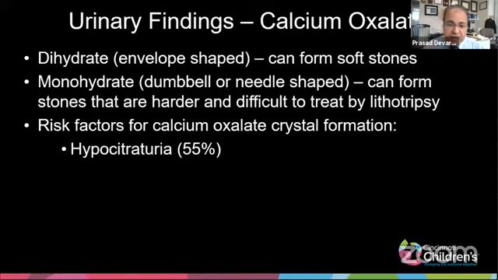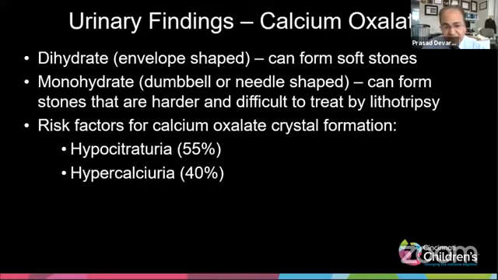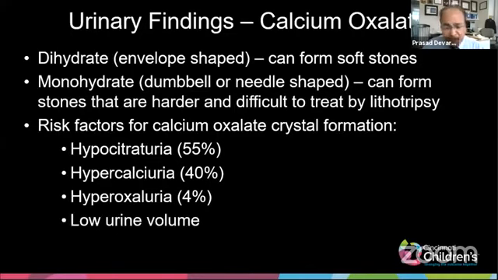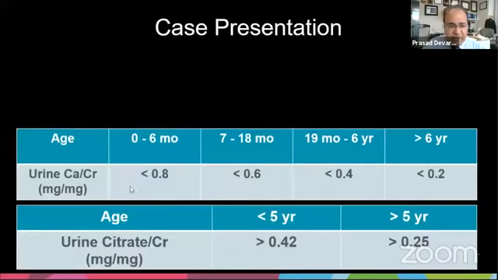And the most common risk factor today is low levels of citrate in the kidney and in the urine. And we'll come back to this concept later. It used to be hypercalciuria as the most common cause, but now in the last 5 to 10 years, it has become obvious that low citrate levels are more common than high calcium levels. And then there are some rarer causes, high oxalate levels and low urine volume. So these are the different things we look for in patients when we see calcium oxalate crystals and kidney stones. So we start with the urine calcium to creatinine ratio and the urine citrate to creatinine ratio.